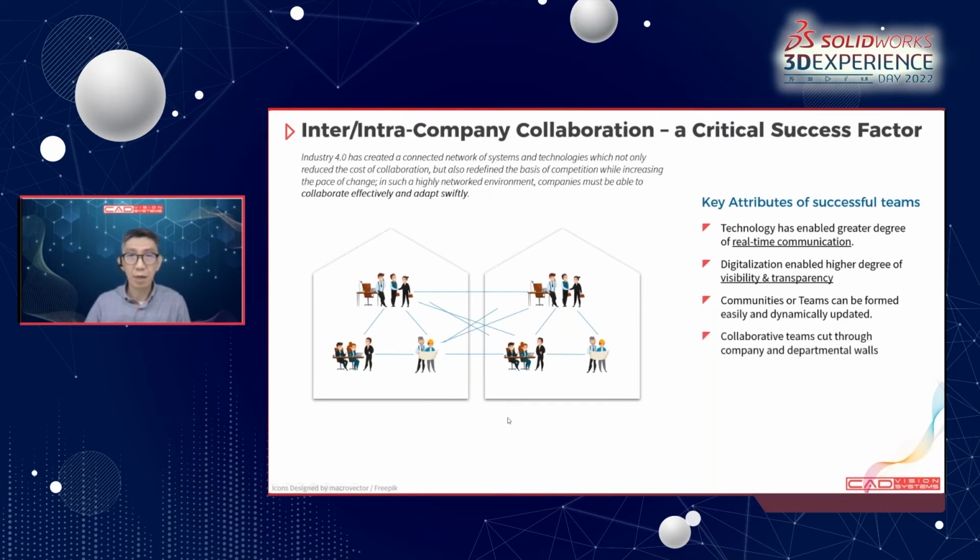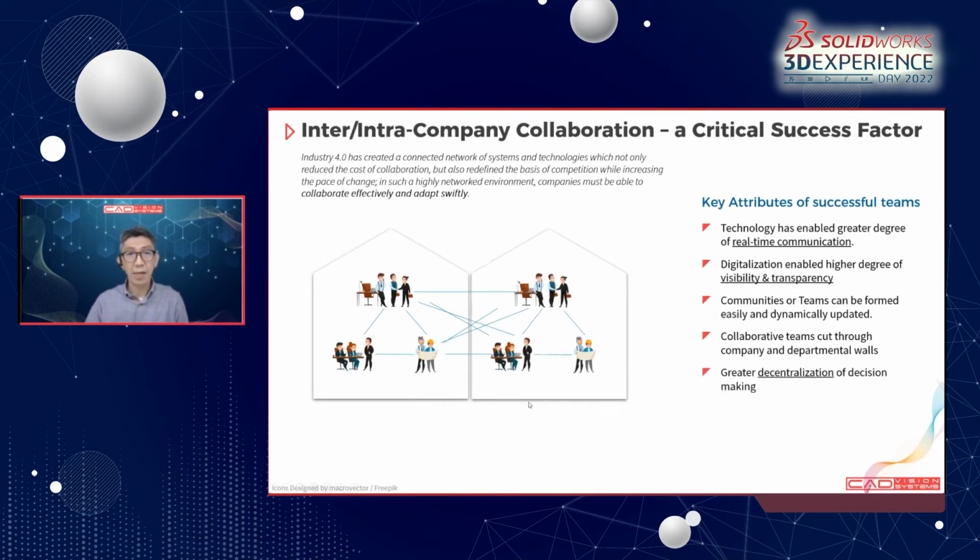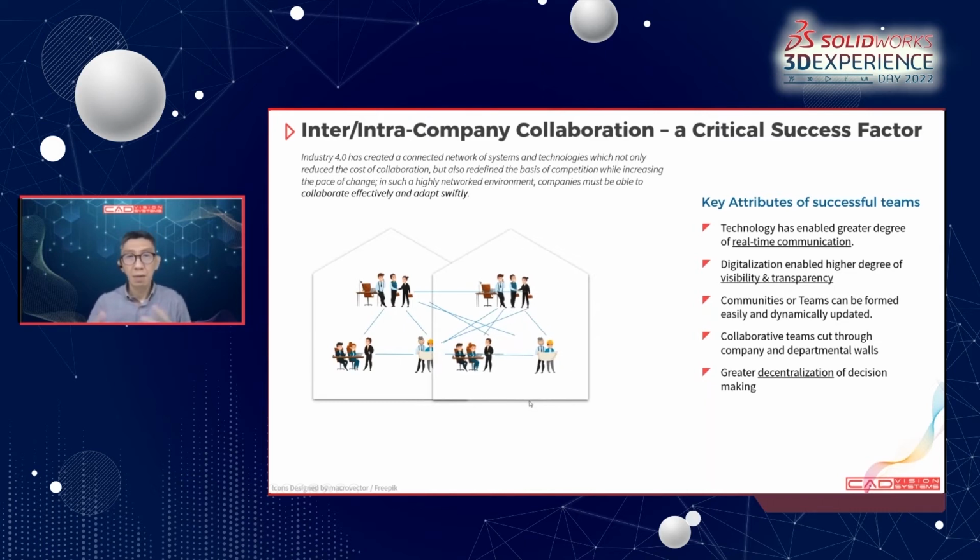Fourthly, collaborative teams need to be able to cut through company and department walls. Actually, technically speaking, the definition here is they need to be able to share risks, rewards, and responsibilities, the 3 Rs. And then there is greater decentralization of decision making, primarily at the collaborative team level. You don't have to wait until you percolate or you surface the decisions up to the top, things like that.